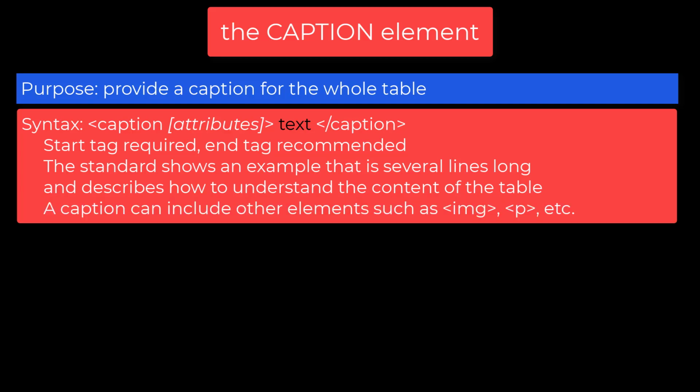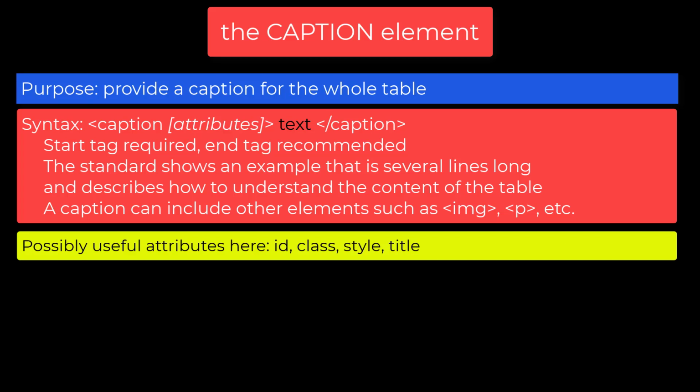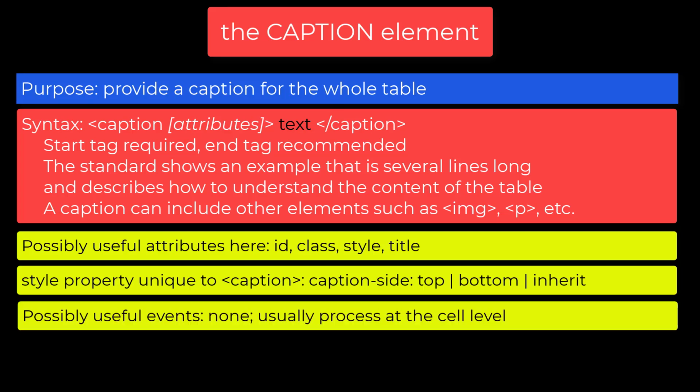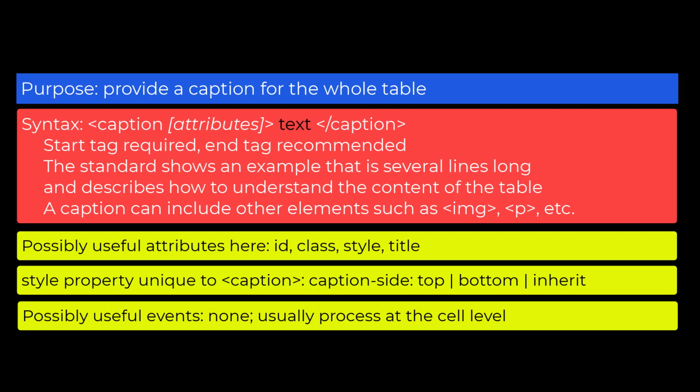Technically, the caption can include some other elements, such as image elements or even a P element, but keep it simple. Useful attributes for caption: again, ID, class, style, title. However, there is one style property that is unique to caption: caption-side, with possible values top or bottom or inherit. The meaning should be pretty clear. Possibly useful events? None. Again, usually process this at the cell level.